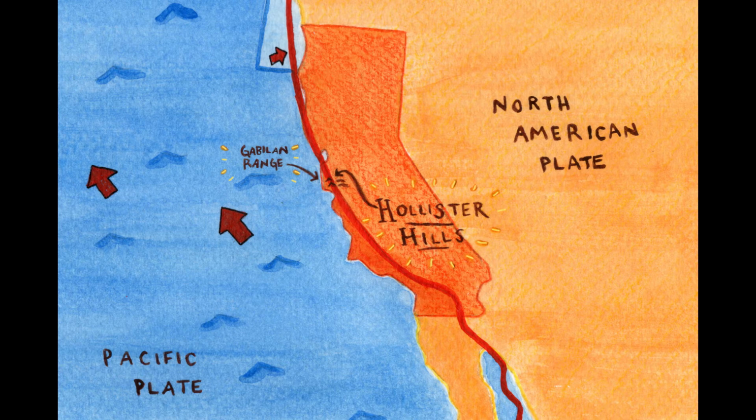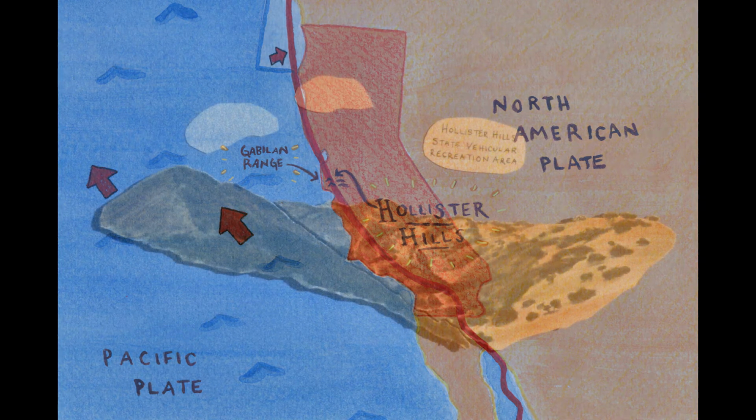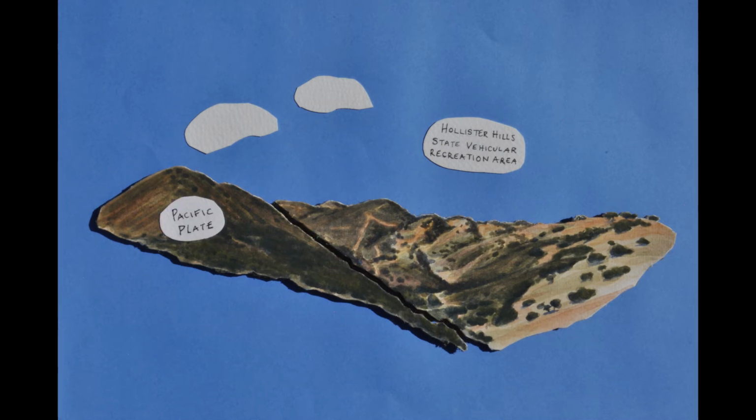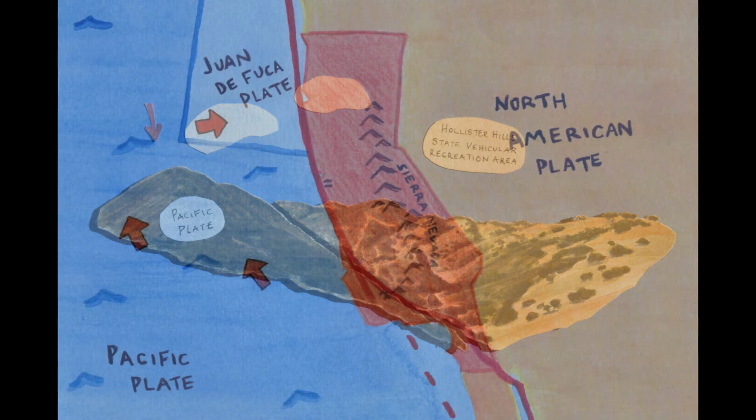Now, with our broader understanding of how California is formed, let's take a closer look at Hollister Hills State Vehicular Recreation Area. Here, you can observe the fault's activity by looking at your surroundings. On the west side of the San Andreas Fault is the Pacific plate, where you can find granitic soil and chaparral plants. But where did that granitic soil come from?